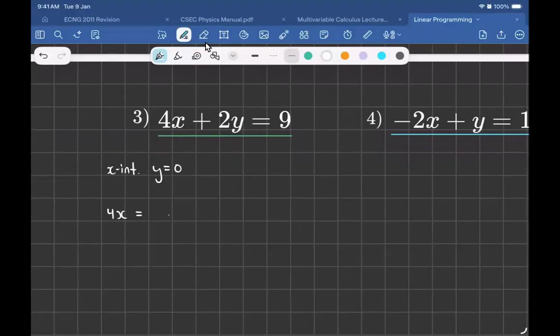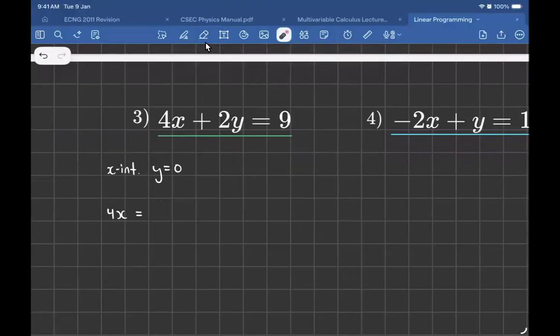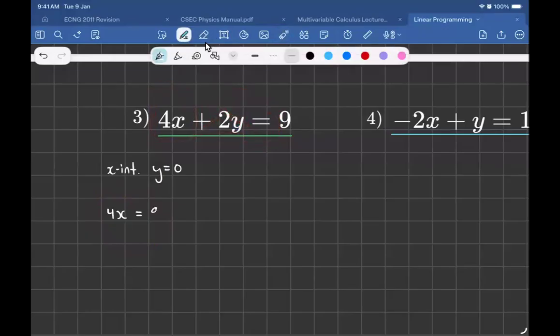Now we'll get rid of that. 4x plus 2 open bracket 0 close bracket is equal to 9. When you put in the 0, 2 by 0 is 0, it's going to get rid of this. So the only thing you'll be left with is 4x is equal to what? 9. Right, so I could write 4x is equal to 9. What's next?